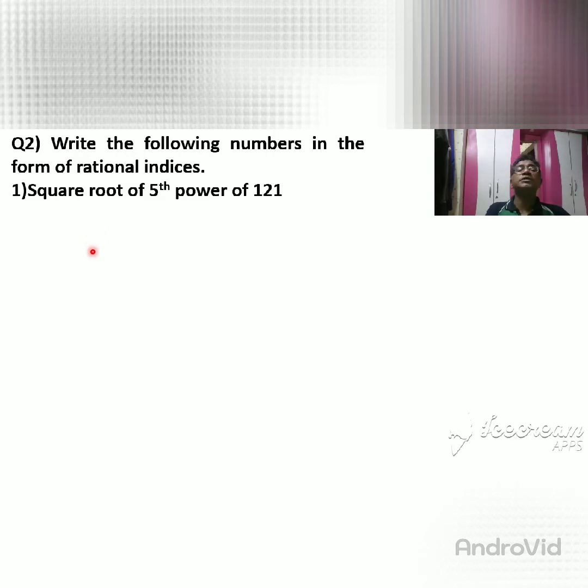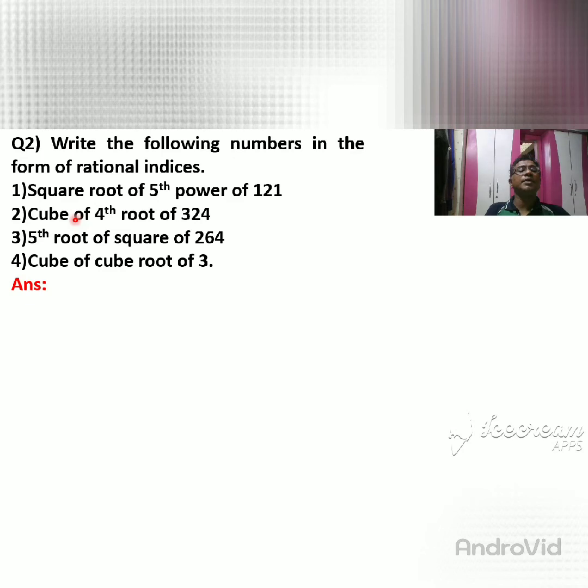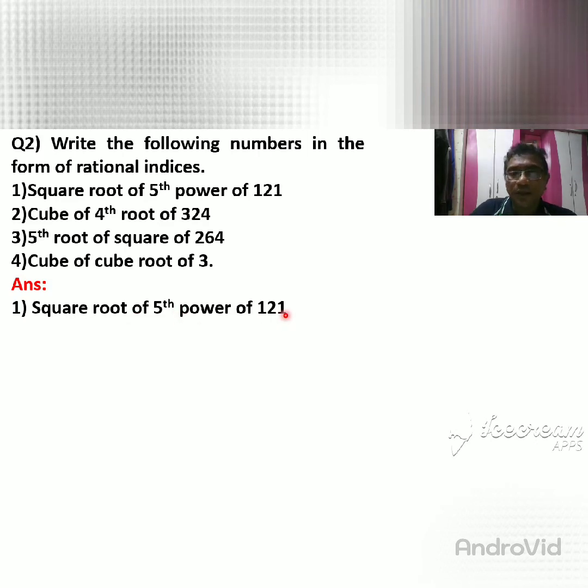Why 5 upon 2 indices? Because it is the fifth power and the root is square root. First, the problem is given here and then we can write the answer. Which is the number? 121 is the number, so 121 is the base. What is the power? Fifth, so 5 is the numerator. What is the denominator? 2. So 121 5 upon 2 is the indices.